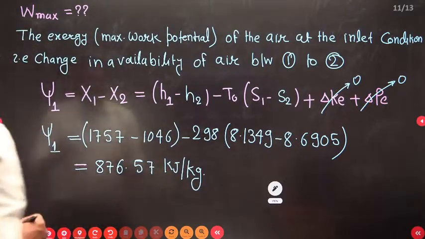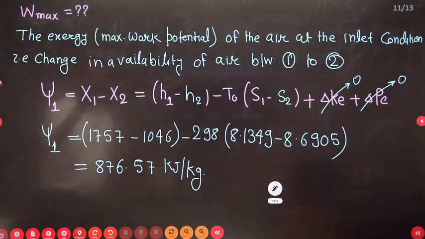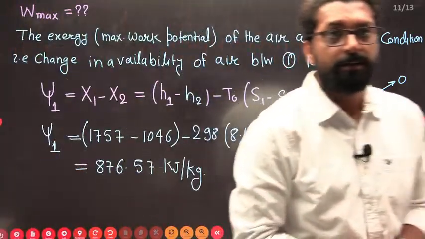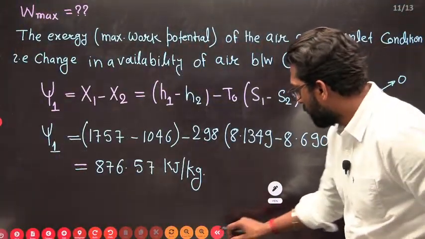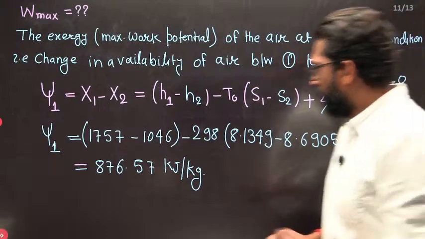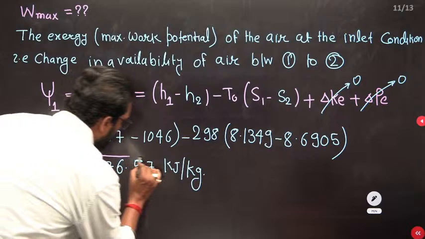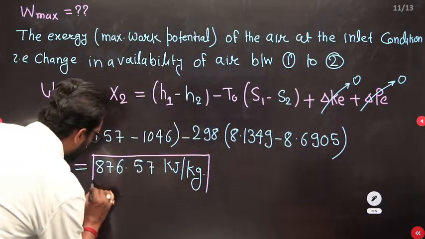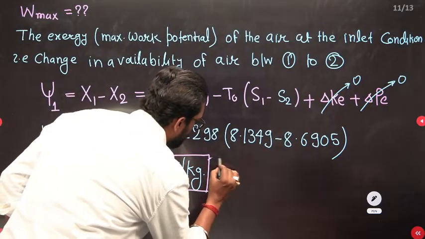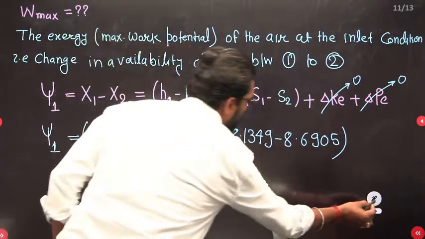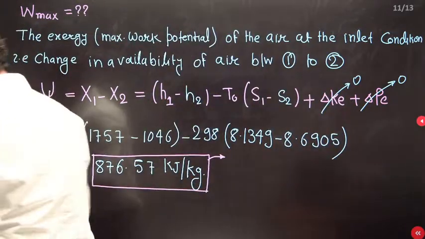Now, my dear, what is this? This is the maximum work potential. This is your maximum work potential. Now, if you write something here, why? Because this is very important to understand. This is very important. Write some comment. What is that? Please write down some comment here.